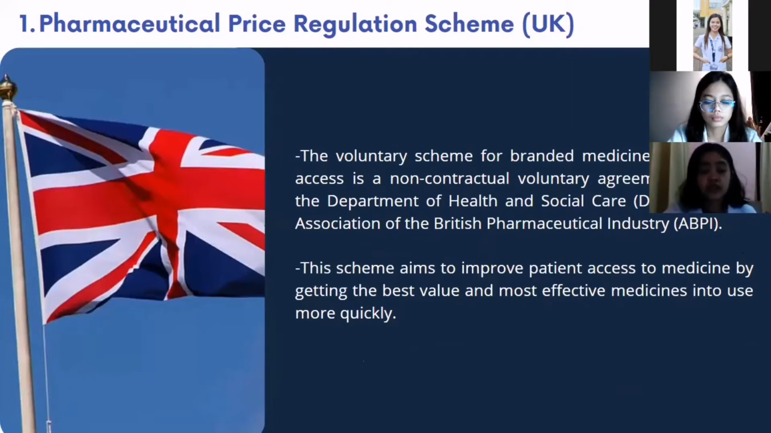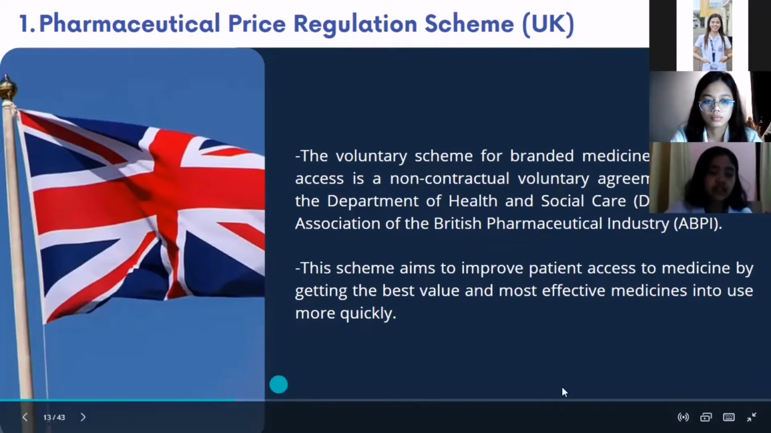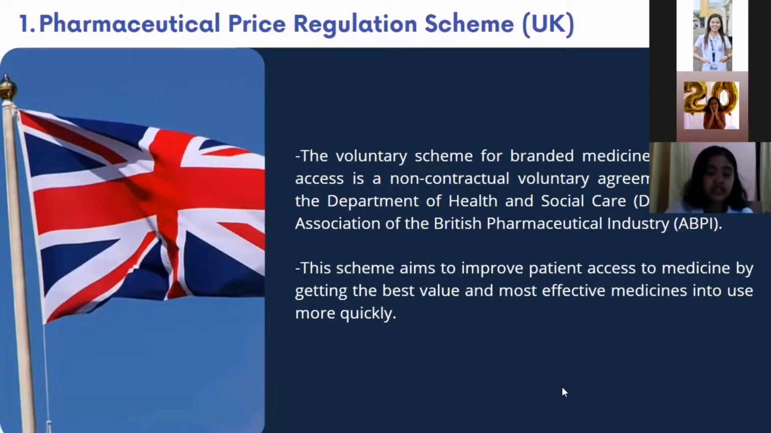So the voluntary scheme for branded medicine pricing and access is a non-contractual voluntary agreement between the Department of Health and Social Care, or the DHSC, and the Association of the British Pharmaceutical Industry, or the ABPI. So this scheme aims to improve patient access to medicine by getting the best value and most effective medicine into use more.